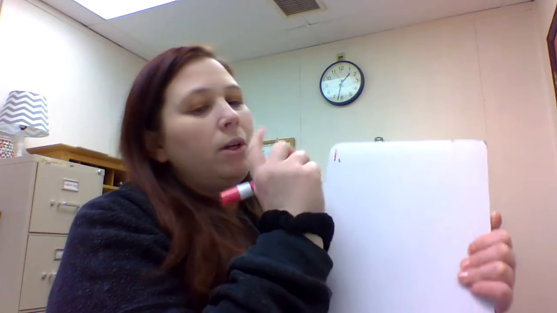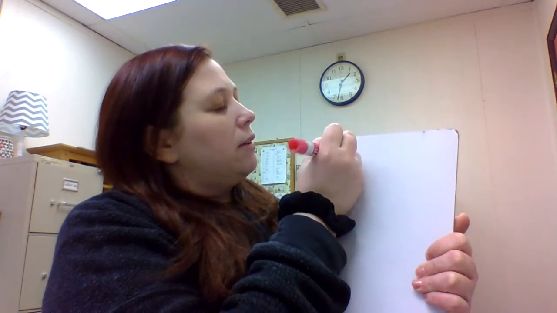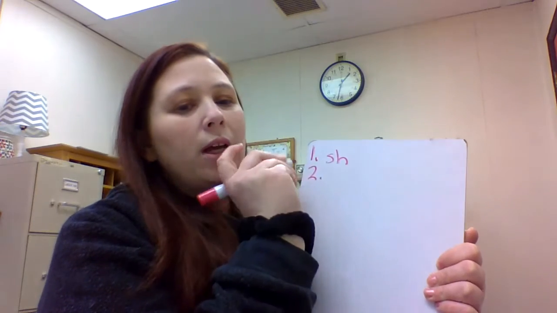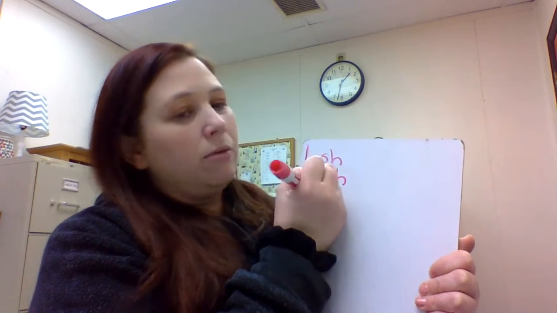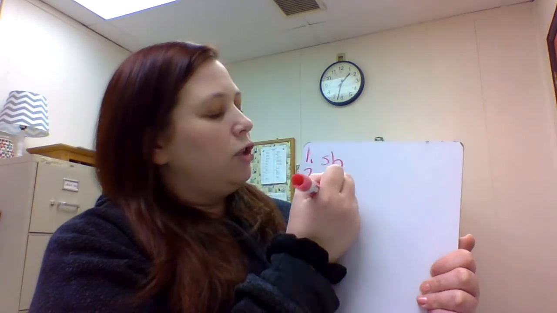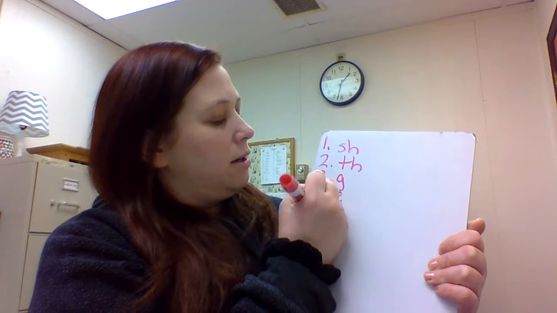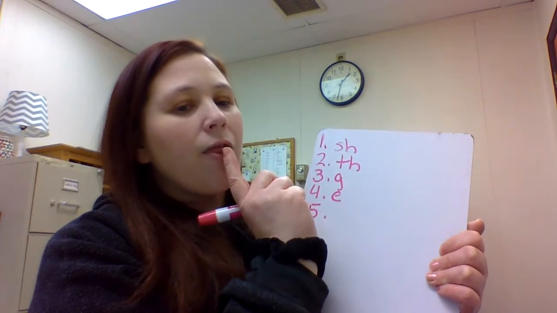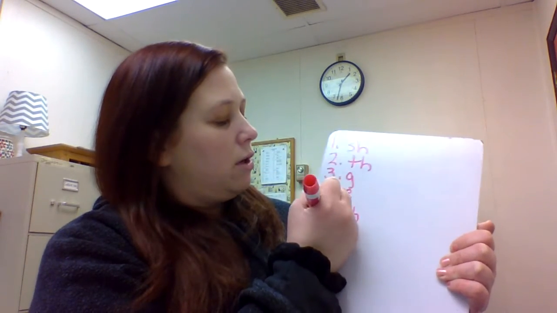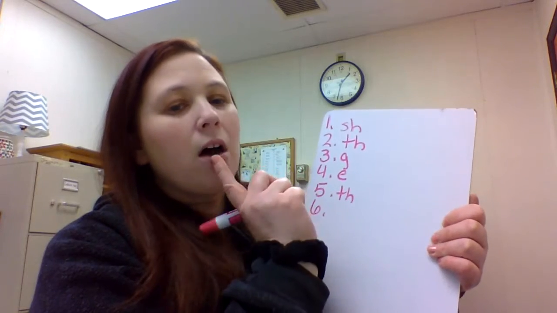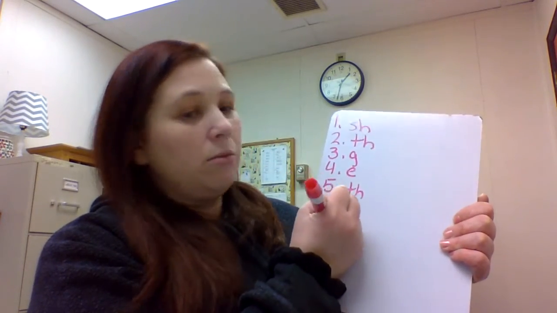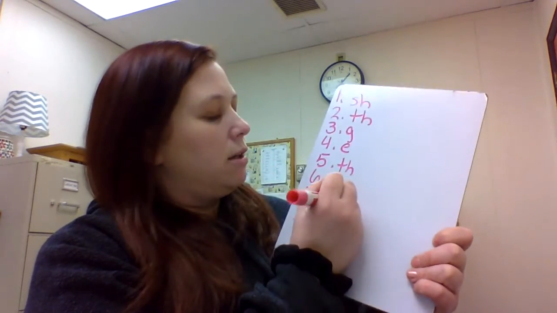Alright, number 1 we have sh. Number 2 we have th. Number 3 we have g. Number 4 we have e. Number 5 we have th. Number 6 we have h. Number 7 we have d.